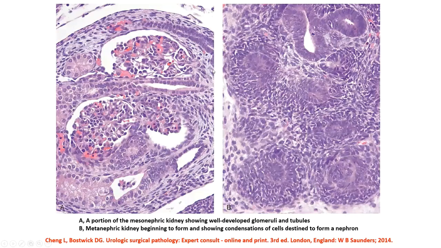So in this picture, as you can see towards the left, we have a portion of the mesonephric kidney, which consists of these primitive immature glomeruli that are formed from the mesonephros. And towards the right, we again have the condensations of this metanephric blastemal tissue giving rise to the structures of the primitive renal tubules and the primitive glomeruli.